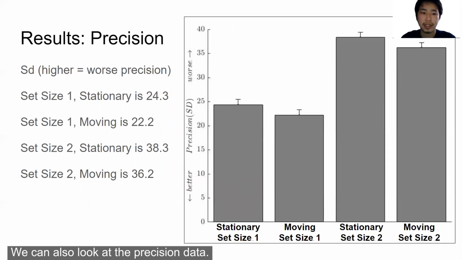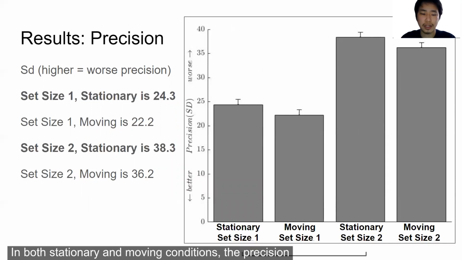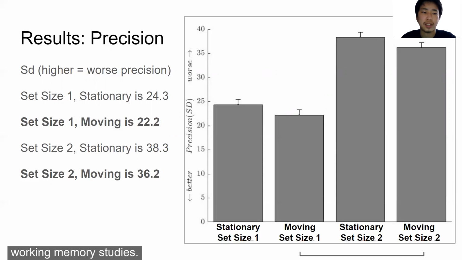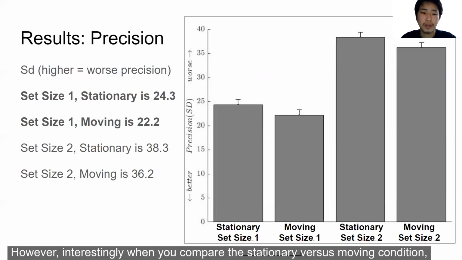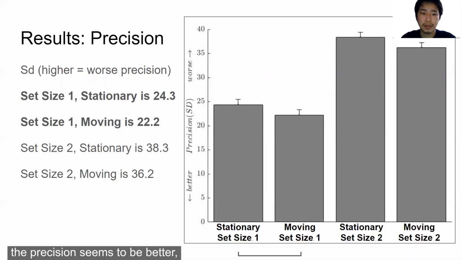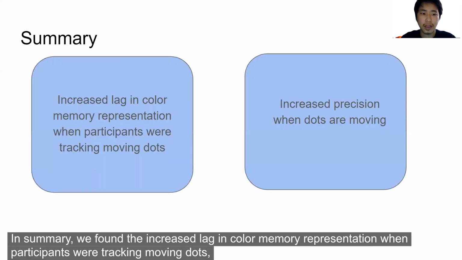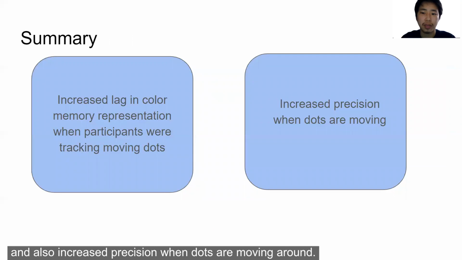We can also look at the precision data. In both stationary and moving condition, the precision seems to get worse, or the standard deviation is higher, in the higher set size, which aligns with all the other working memory studies. However, interestingly, when you compare the stationary versus the moving condition, the precision seems to be better, or standard deviation is lower, in the moving condition than the stationary condition. The same exact trend follows in set size 2 as well. In summary, we found an increased lag in color memory representation when participants are tracking moving dots, and also increased precision when dots are moving around.